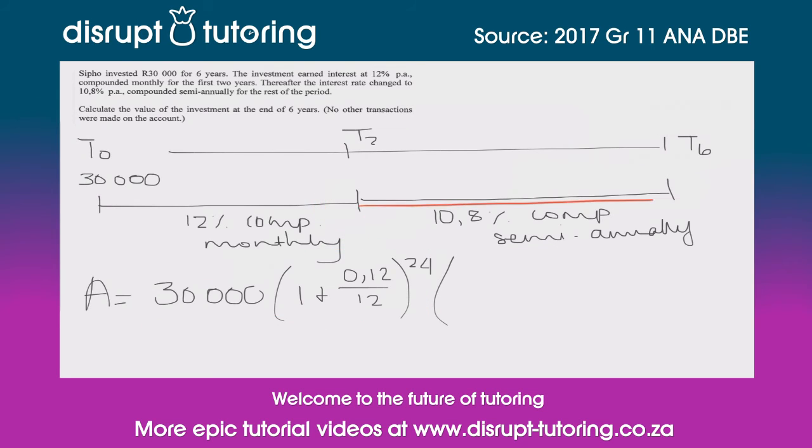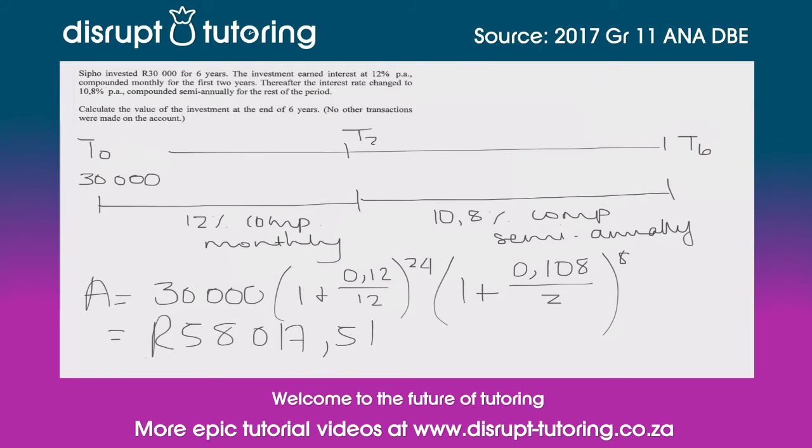Now we need to grow the amount for another 4 years at the 10.8% compounded semi-annually. So that's going to be 1 plus 0.108. We need to divide that by 2 because we're compounding twice a year. And that's for another 4 years. So that's going to give us 8 periods. We're going to then plug that into our calculator, and we're going to get a total amount of 58,017 Rand, 51 cents. So very important that you understand how to put together that timeline, because once that's done, it's a very simple process to get to the answer, and that's a really well-deserved 4 marks.